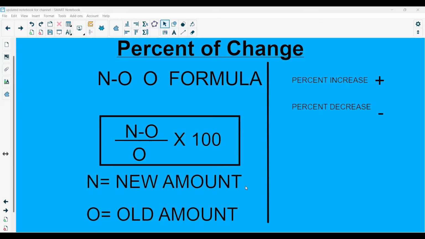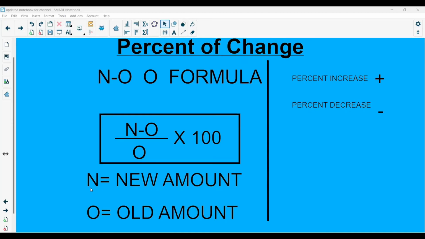Whenever we see the words percent of change or percent increase, percent decrease, we're going to use our no-O formula, okay? The no-O formula is just N minus O over O times 100. The N in the formula stands for new. The O stands for the old amount. If we have a positive answer, it will be a percent increase. And if we get a negative answer, it's going to be a percent decrease.